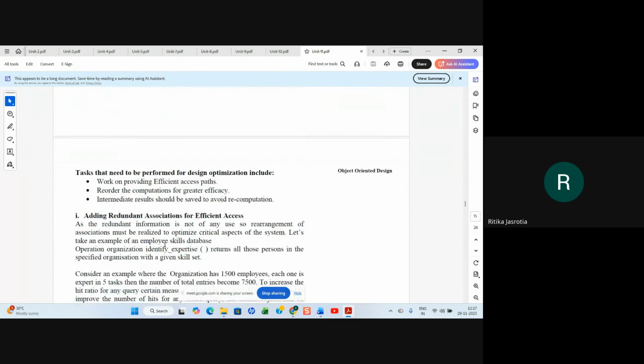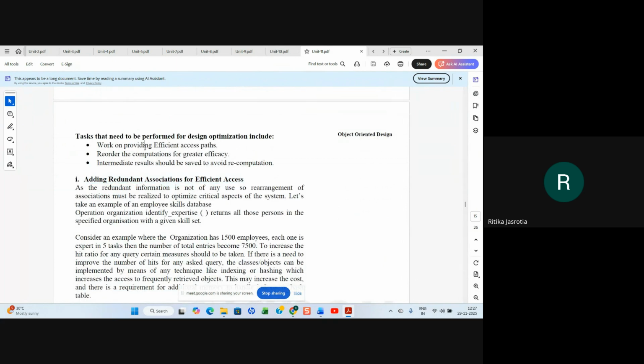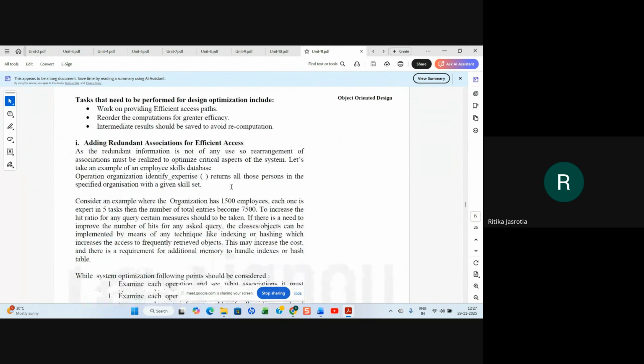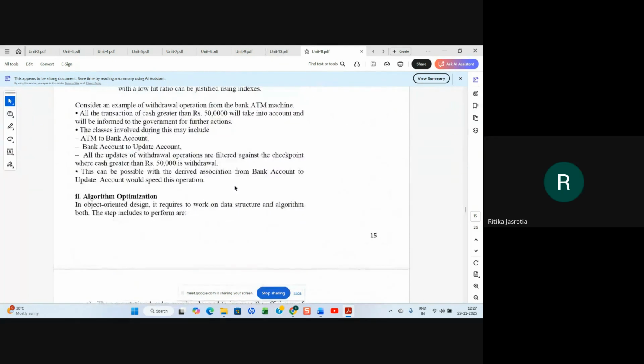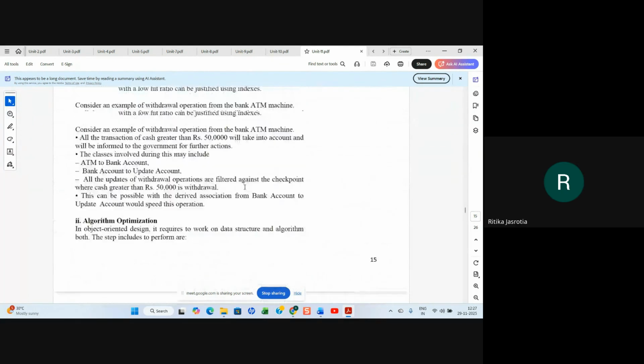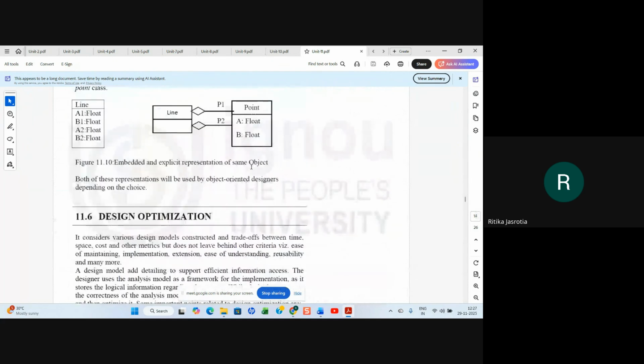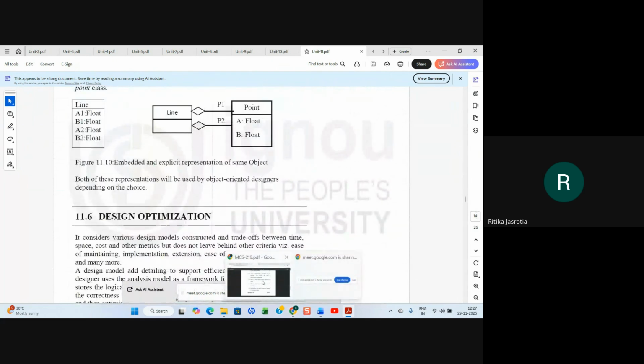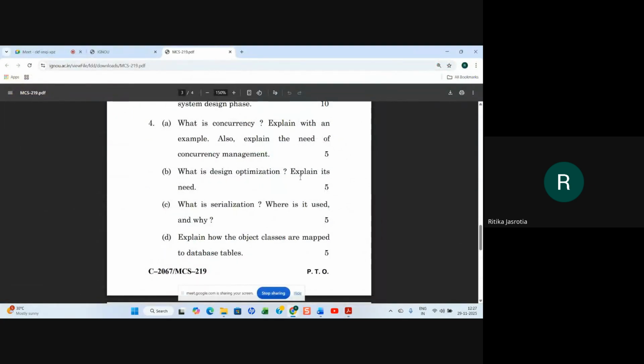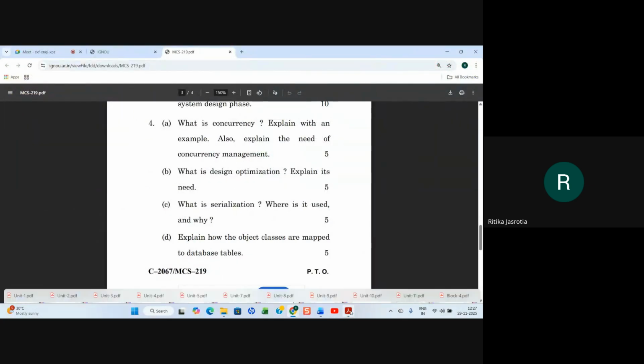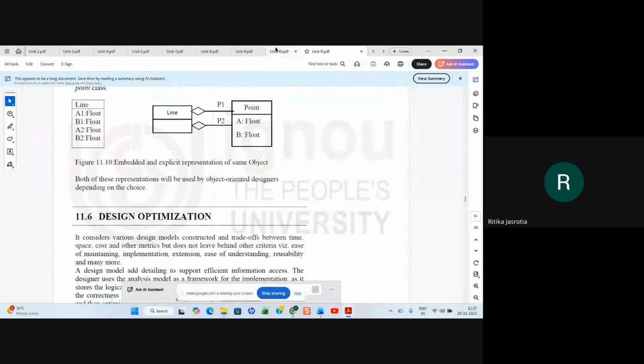So it is explaining these things, like adding redundant associations for efficient access, algorithm optimization and all that. So you just have to explain what design optimization is, and explain its need. What is serialization, where it is used, and why? Serialization also we have seen. I don't remember.